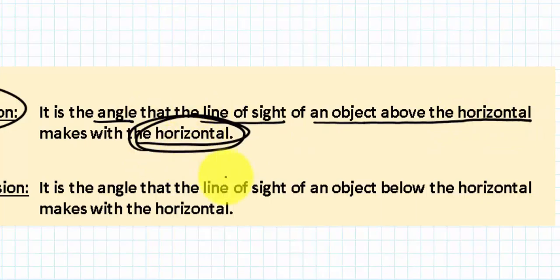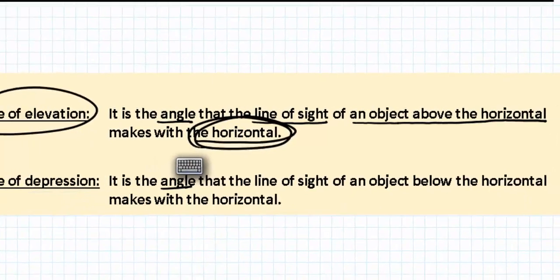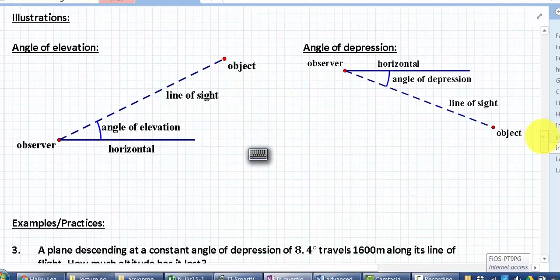You will see this is a very important aspect of the definition. And an angle of depression is an angle that the line of sight of an object below the horizontal makes with the horizontal. Let me show you the two illustrations I have right here. You'll see how it works.